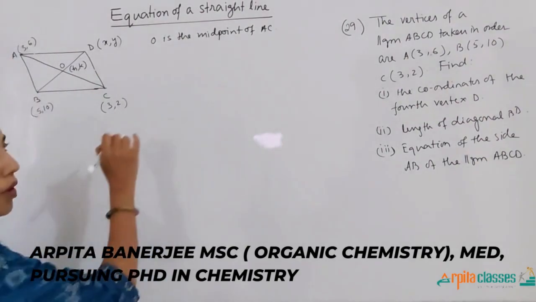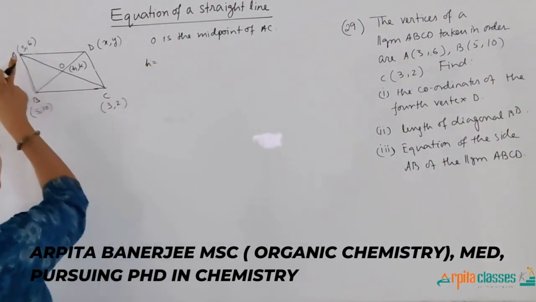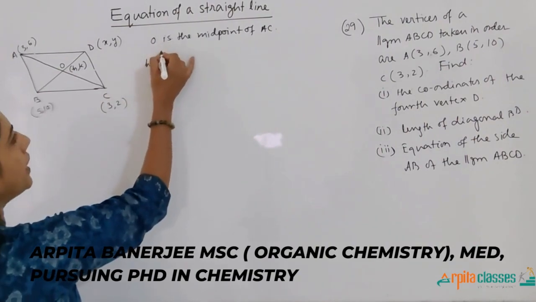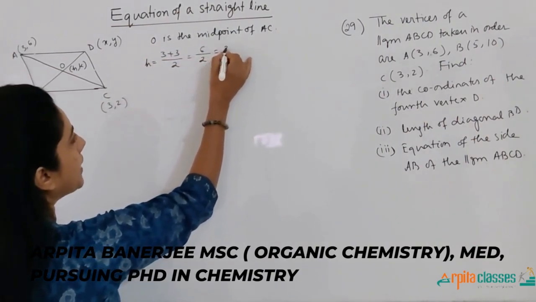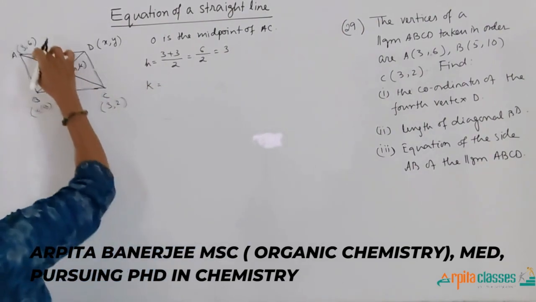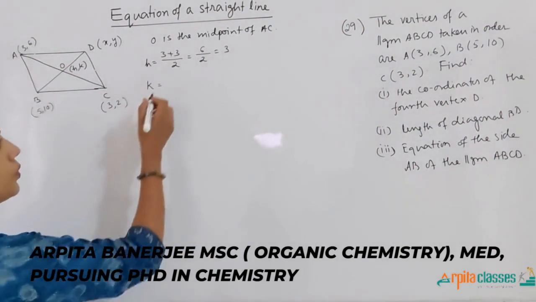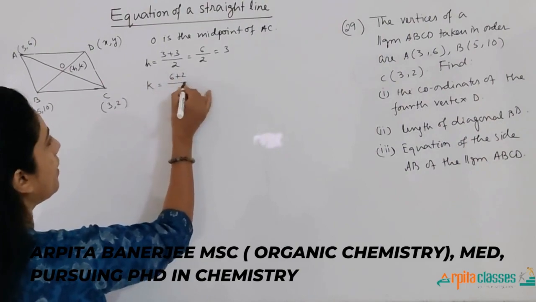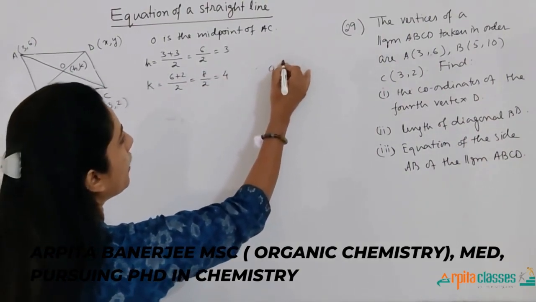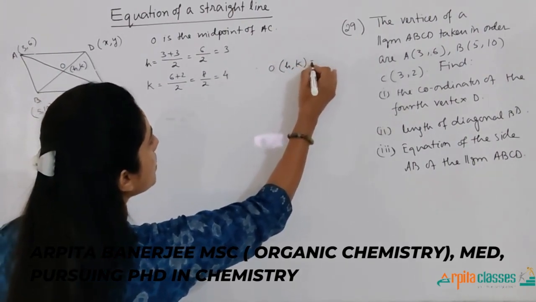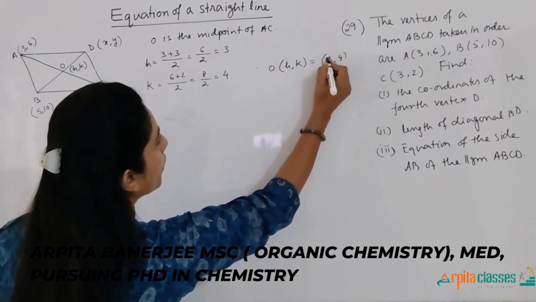Therefore, from the midpoint formula, H would be equal to (x1 plus x2) by 2, that is (3 plus 3) by 2, 6 by 2, that is 3, and K would be equal to (y1 plus y2) by 2. So y1 is 6 plus 2, by 2, 8 by 2, that is 4. Therefore, for O we are getting H, K, which is 3, 4.